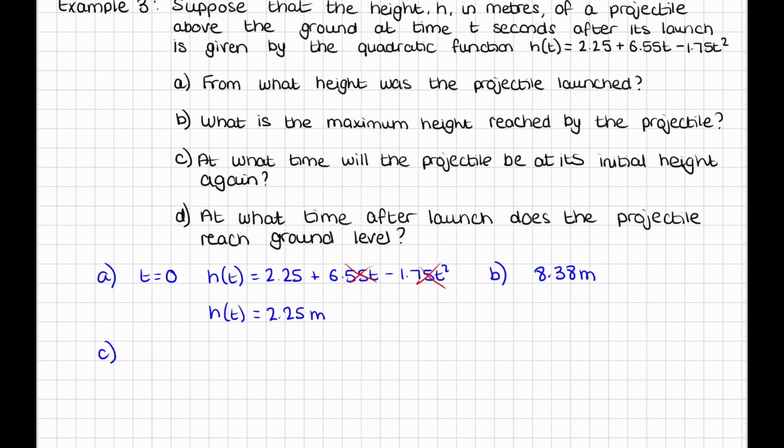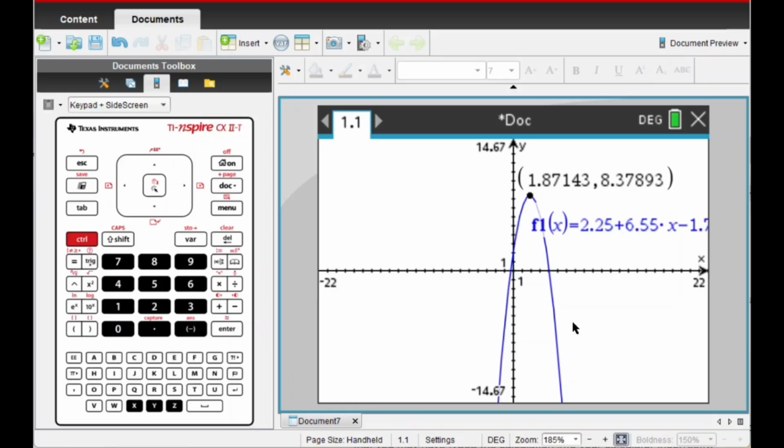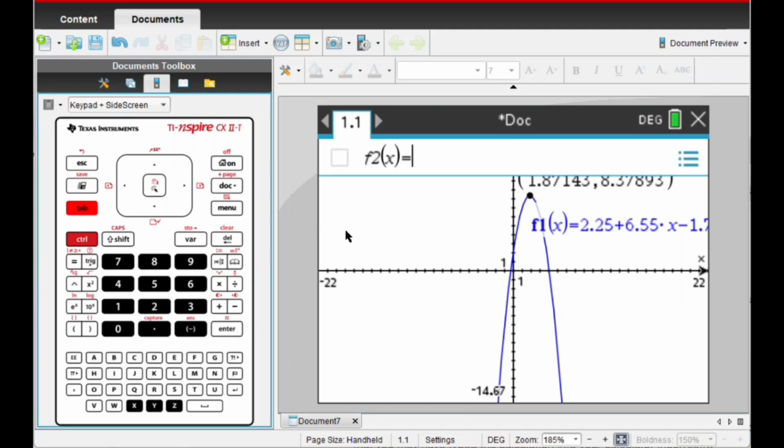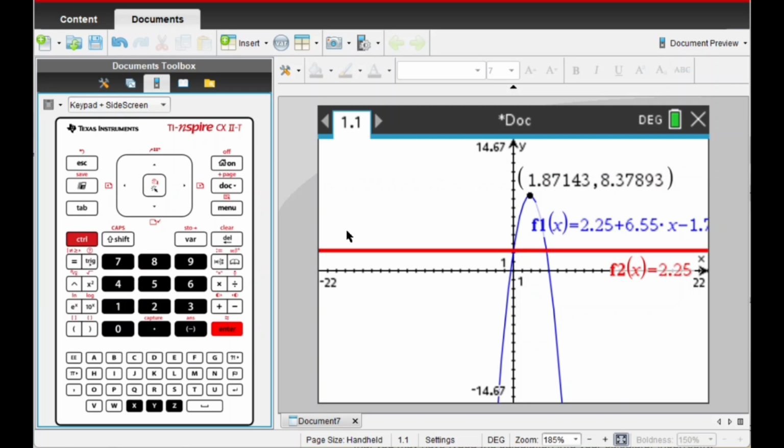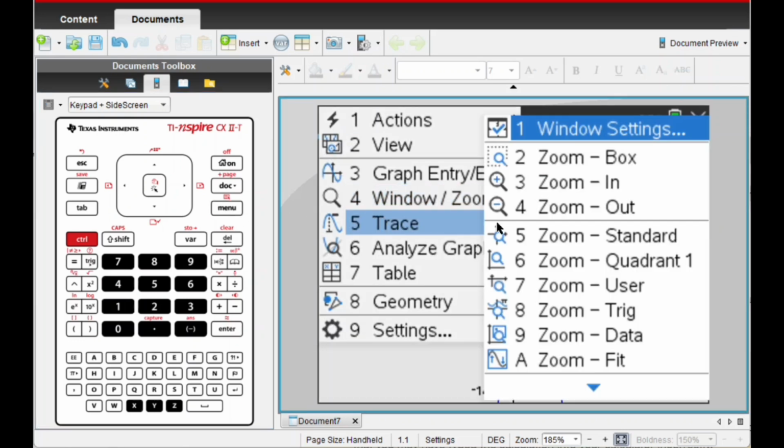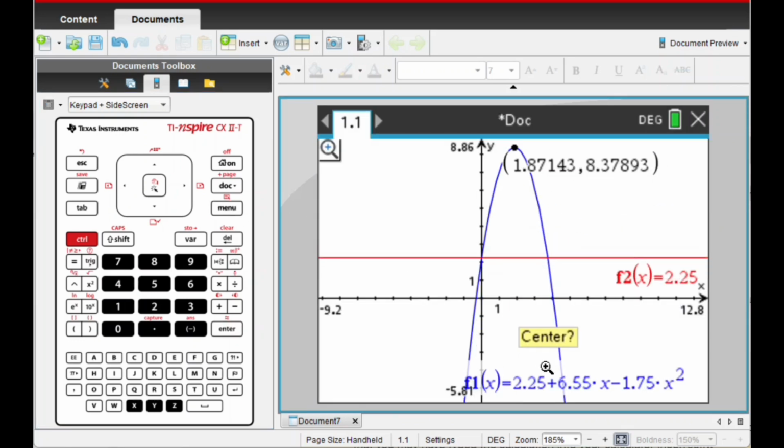Part C, at what time will the projectile be at its initial height again? So how long will it take for it to get to 2.25 meters again? Let's go to the calculator and I'll show you how you can work this out. Okay, to find out what time the projectile will be at its initial height again, we know that's 2.25 meters. So we can graph another graph that's just 2.25, and it will draw a horizontal line straight across. And let me just zoom in slightly here.